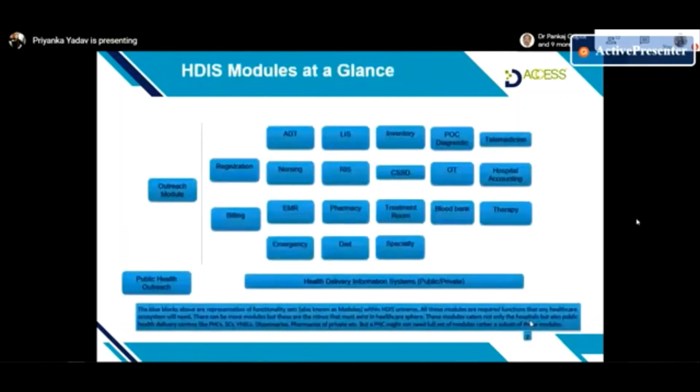So this is just a brief of what an HDIS can constitute of. A health delivery information system, depending upon the objective it was built on, can have different modules. For example, the registration module, which you are already aware of, is how a patient gets registered. There can be a billing module. The basic two modules that any hospital or clinic requires are registration and billing. If I am able to register a patient, I should be able to create a bill for the patient.